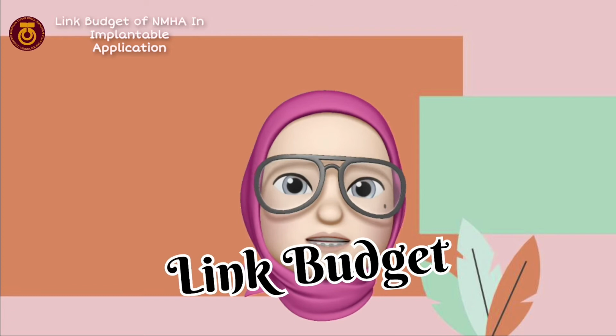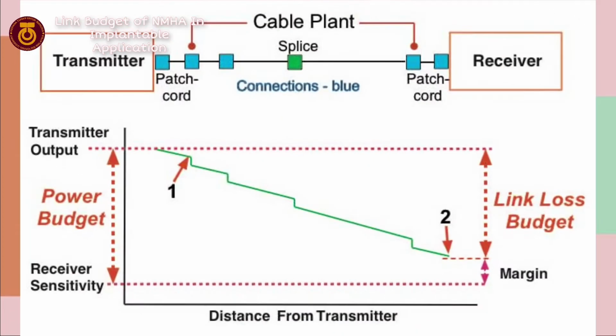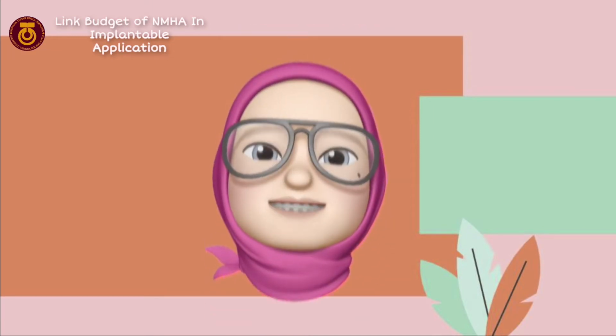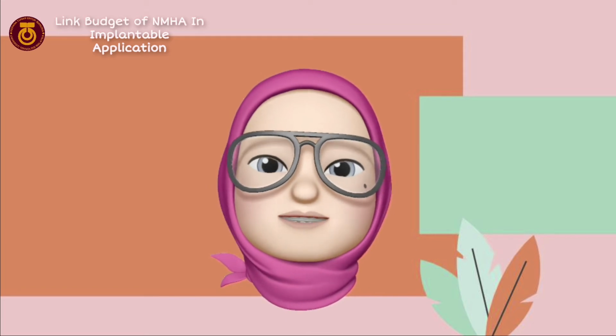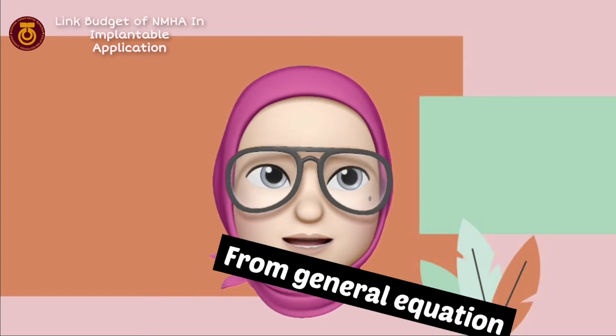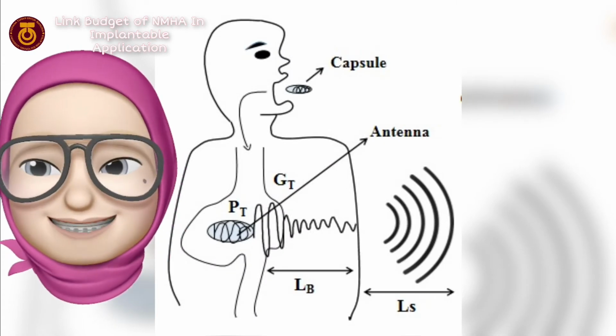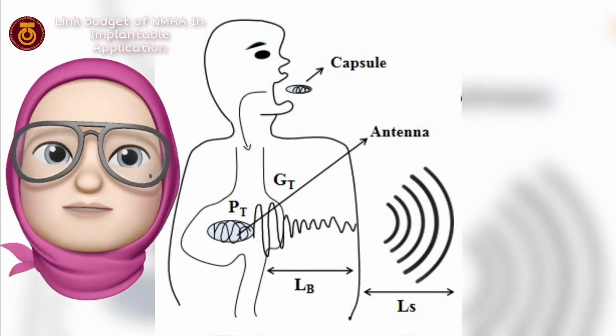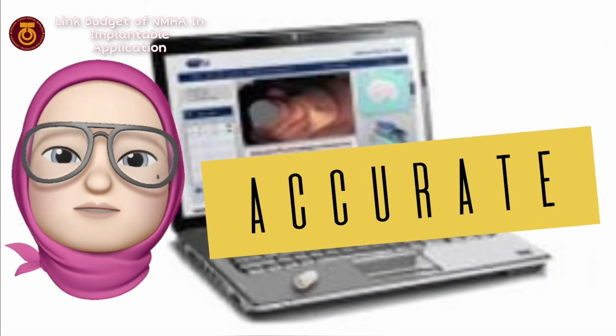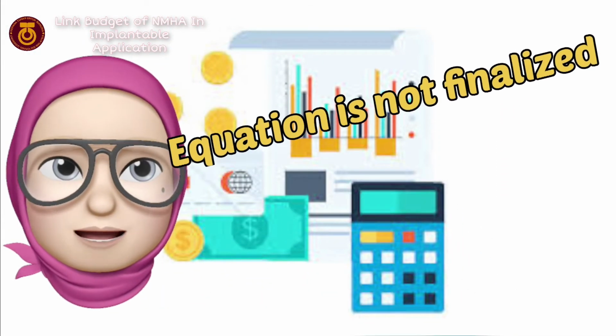Link budget is a calculation of all gains and losses from the transmitter through the medium to the receiver. Link budget calculation is important as it ensures the system has enough signal to operate correctly. The link budget equation is modified from the general equation of the link budget for wireless communication systems according to the wireless capsule endoscopy system. This is to ensure that the link budget equation is accurate. However, this equation is not finalized.